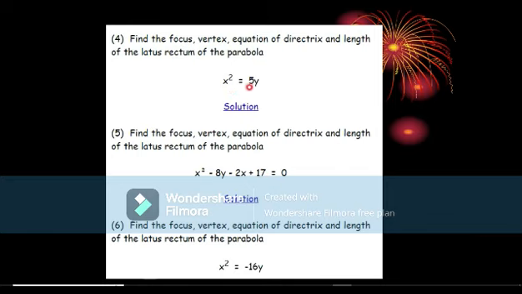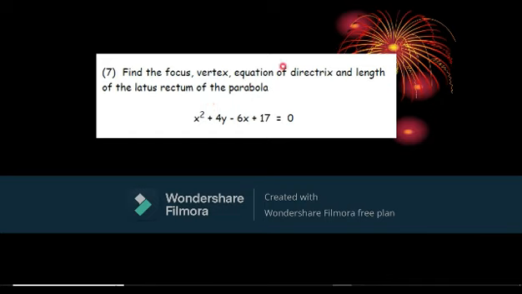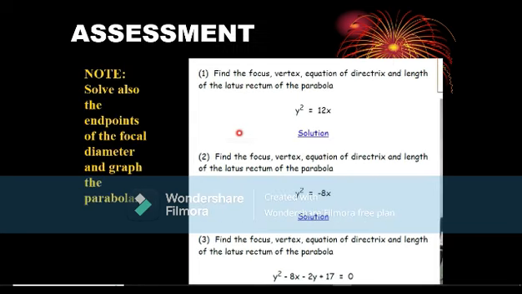Then x squared is equal to 5y. Then x squared minus 8y minus 2x plus 17 equals 0. Then x squared is equal to negative 16y. Then find the focus, vertex, equation of directrix, and length of the latus rectum of the parabola x squared plus 4y minus 6x plus 17 equals 0. Okay. I hope that you can answer this by pair. And always remember that you also have to solve the endpoints of the focal diameter or the endpoints of the latus rectum. And you're also going to graph the parabola and label its parts.